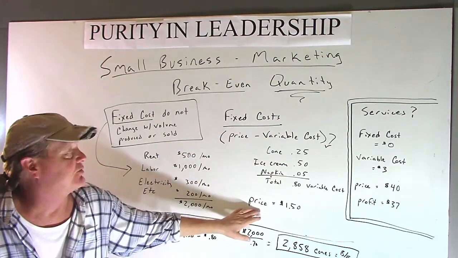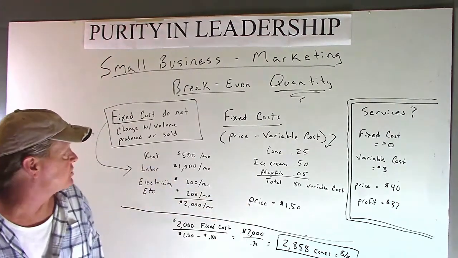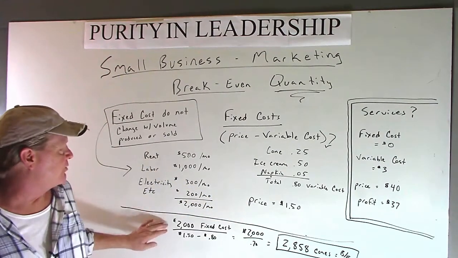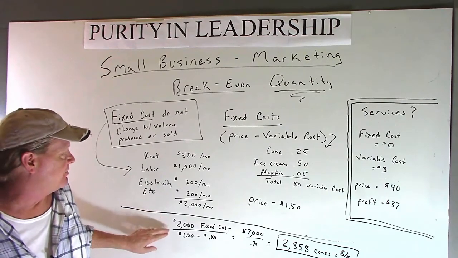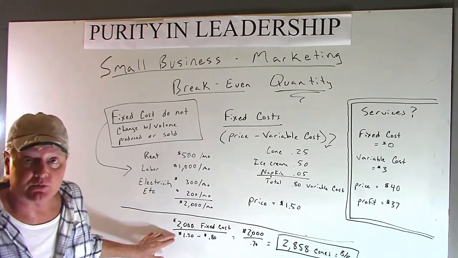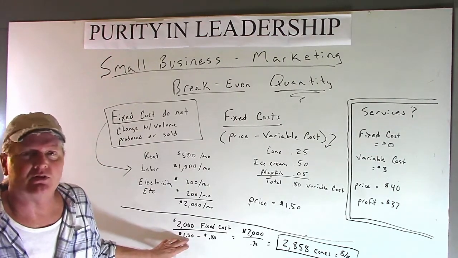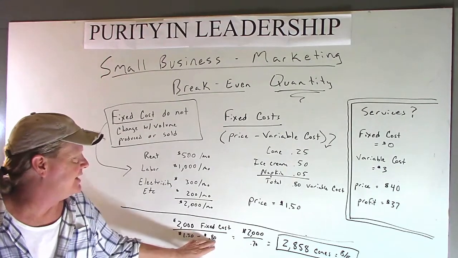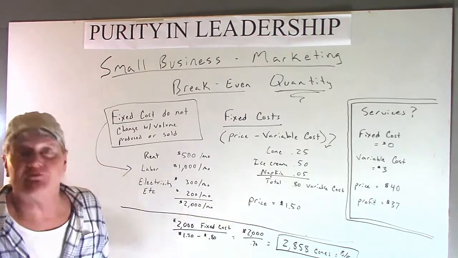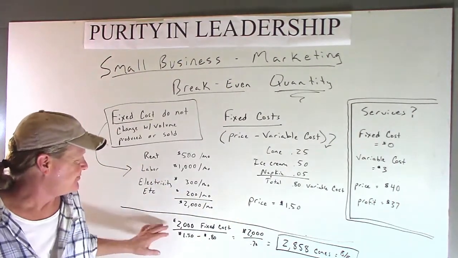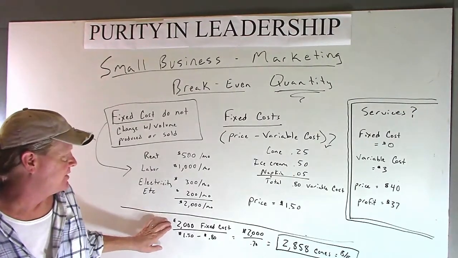And for this example, we're going to put a price of $1.50 on the ice cream cone. So if we go to our formula, which is our fixed cost, $2,000, divided by price minus variable cost, our $1.50 minus our 80 cents variable cost, we get a very big number. So anyway, to make this easy, we have to pay the $2,000.